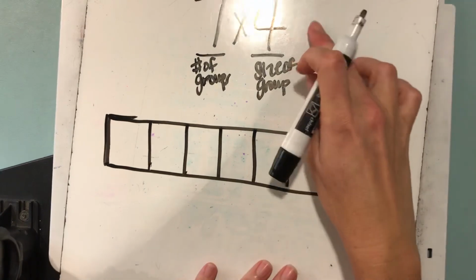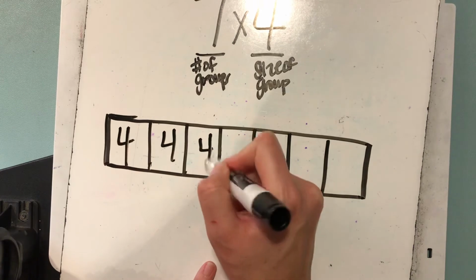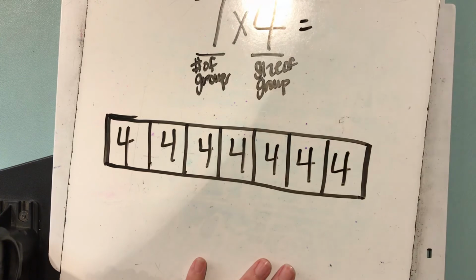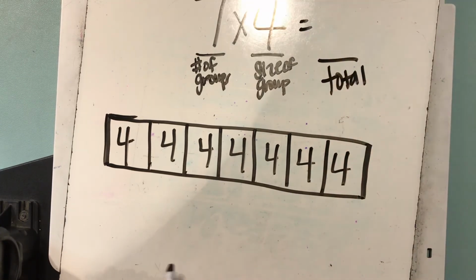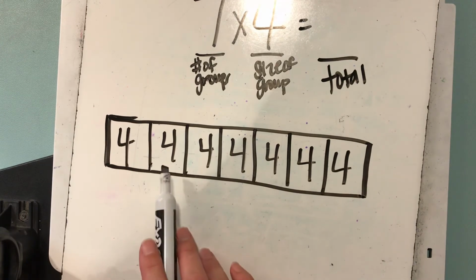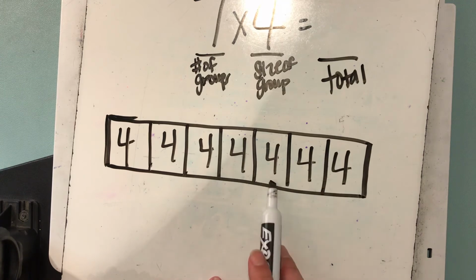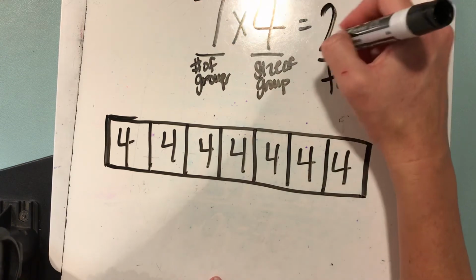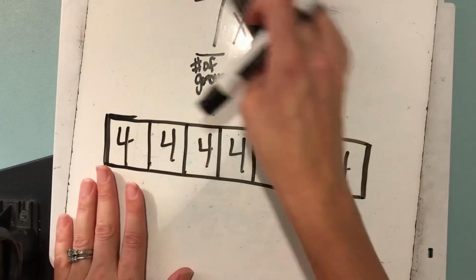And I know that I have 4 in each group. So each square is going to have 4. Now we are going to skip count by 4s to figure out what our total is. So here we go. 4, 8, 12, 16, 20, 24, 28. So 7 times 4 equals 28.